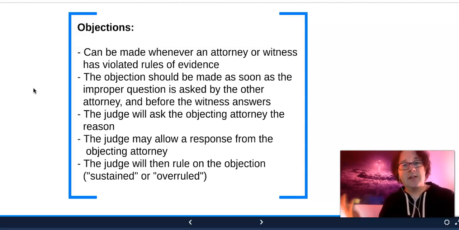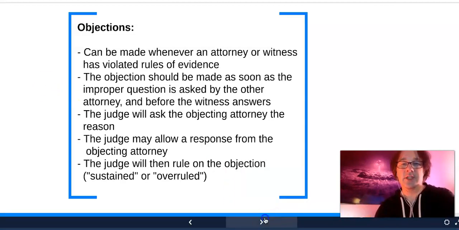If it's sustained, then that line of questioning ends, or you have to rephrase the question in some way, whatever the case may be. If it's overruled, that means the objection doesn't count, right? So you can continue on with your line of questioning.